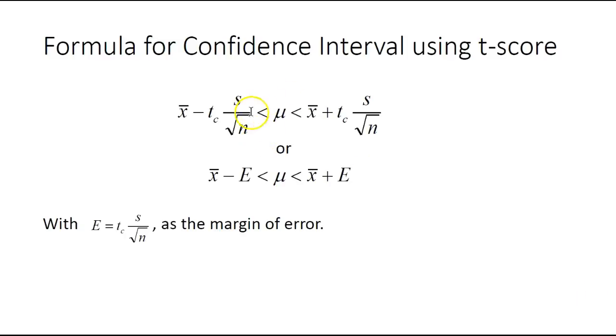Here's the formula. It looks very similar to when you have an estimation using the population standard deviation, but notice a couple things have changed. Here's the t-score, and here's the sample standard deviation. That's all that's different. And this is still called the error. And there's the formula by itself.